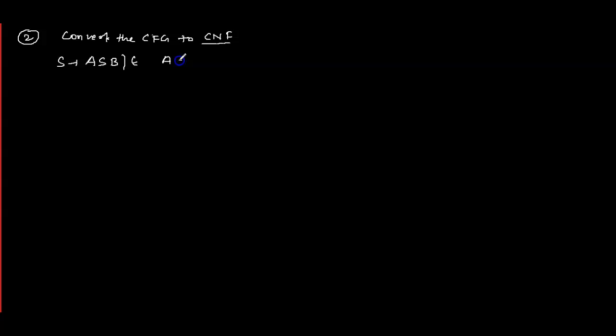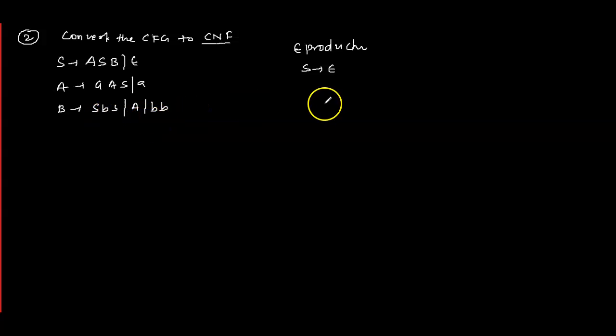A derives A, S. Yeah, only A. And B derives SBS, A or B. So first to check out here, the epsilon production is there, yes. Which one is there? Directly S is epsilon here. Nothing else.